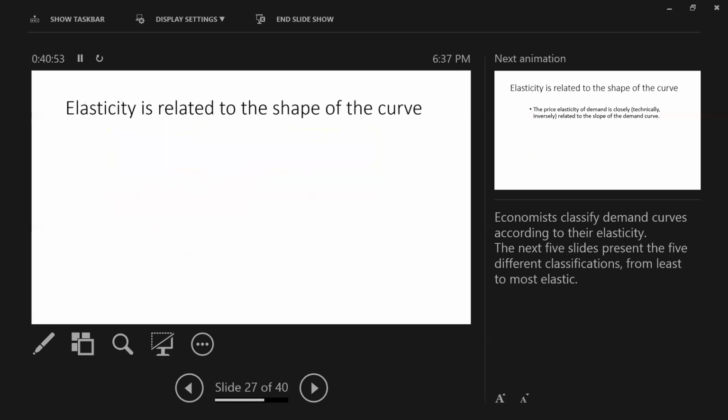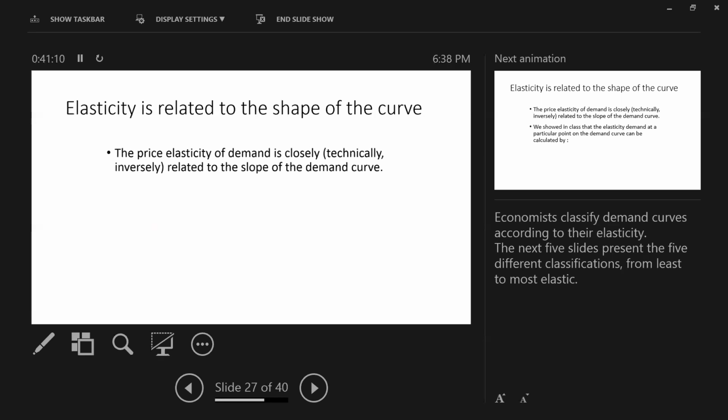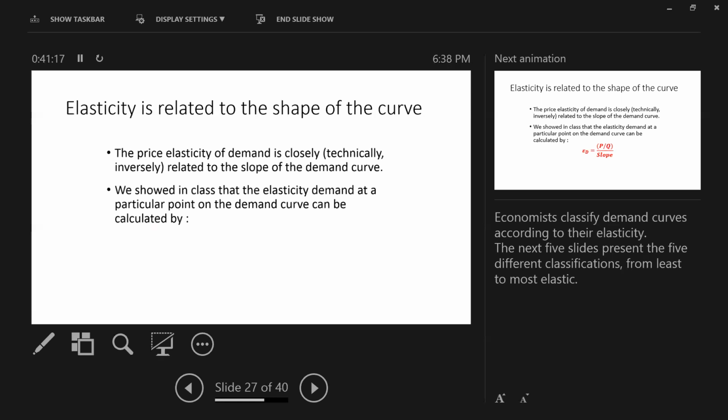We saw in class that elasticity is very intimately related to the shape of a curve, whether we're talking about the elasticity of demand, where we have a negative relationship between P and Q, or the elasticity of supply, where we have a positive relationship between P and Q. We showed in class that the elasticity of demand is inversely related to the slope of the curve, and that we could take the price along the demand curve divided by the quantity at a given point, and then divide that by the slope of the demand curve. I'll post another video that goes through that derivation again in case you were not there for it in class. But the point is that the elasticity of demand is not directly related to the slope, it's inversely related to the slope.